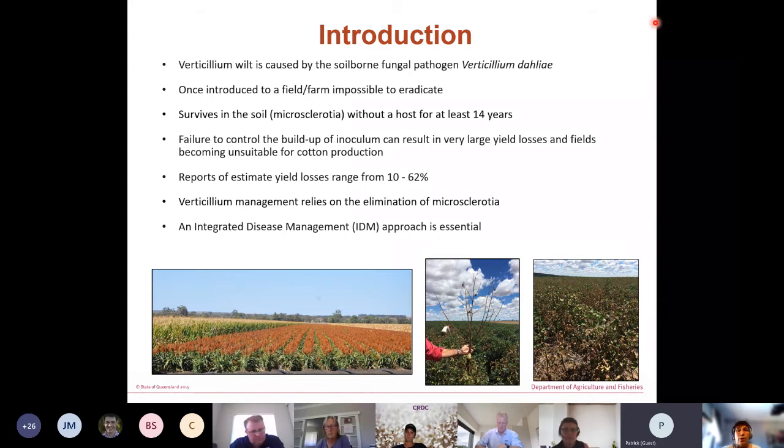And that's why we talk about controlling the build-up of inoculum, because if you are planting a host and it's building up every time a host is grown, you can end up with very large yield losses, and fields will eventually become unsuitable for cotton because of the ever-increasing inoculum. So reports of estimate losses.